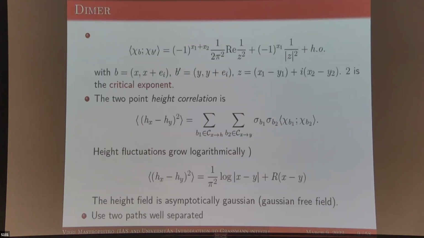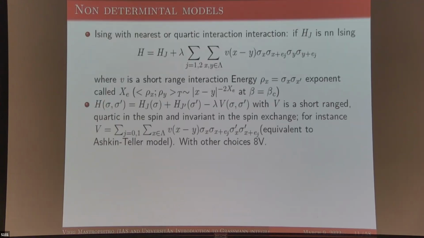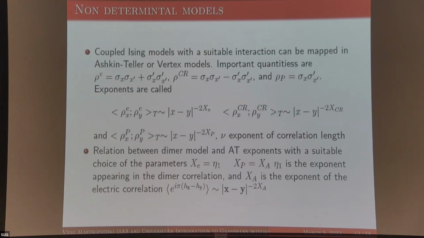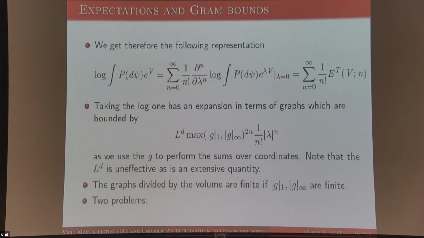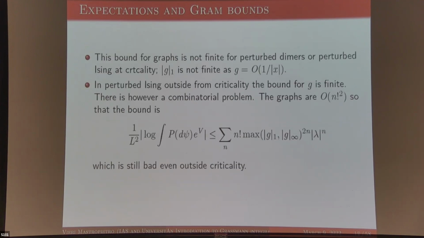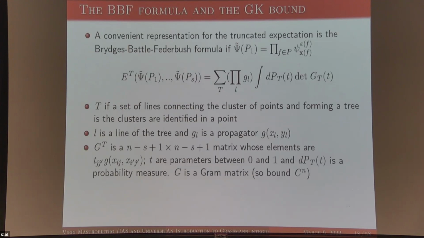So the first observation is these determinant bounds. That's one use. Then the log is expanded in terms of these truncated expectations, and these truncated expectations are written using these formulas. By these formulas, I get a bound in which, if the G1 norm of the two-point function is bounded, then it's finished. The problem is that the G1 norm is not bounded.